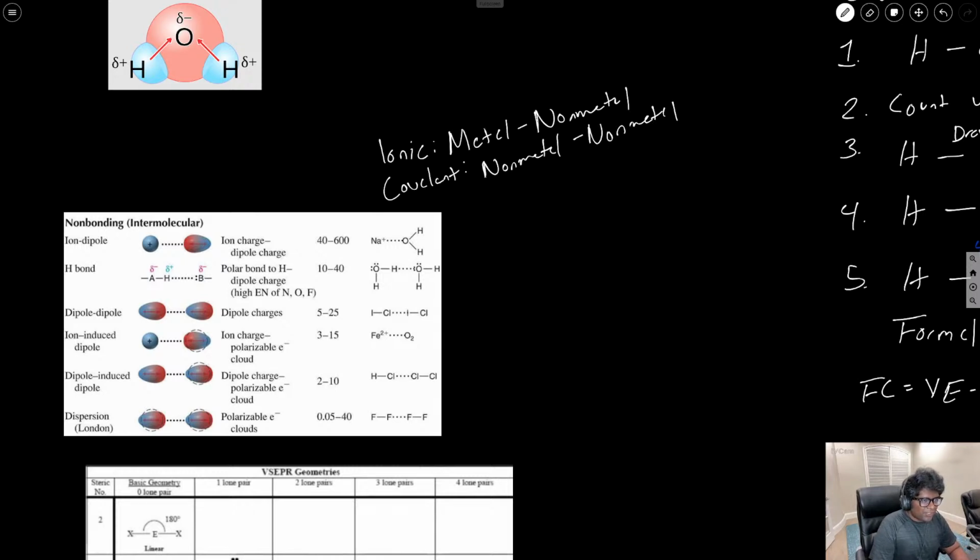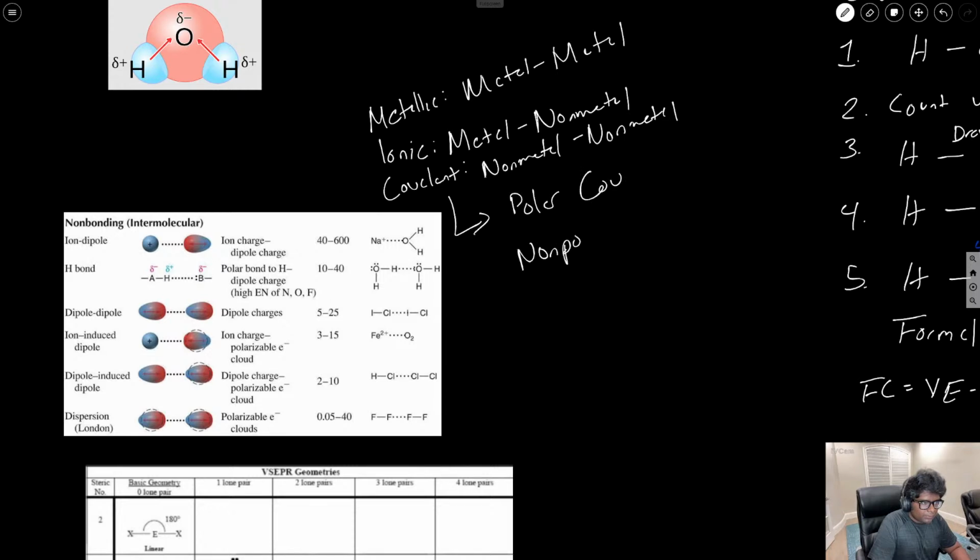So yeah, covalent is non-metal to non-metal. Ionic is metal to non-metal. Metallic bonding, it's pretty obvious what that is. It's metal to metal. So with that being said, let's talk about covalent bonding really quick. There is polar covalent and non-polar covalent.